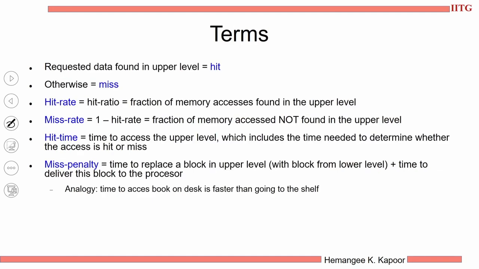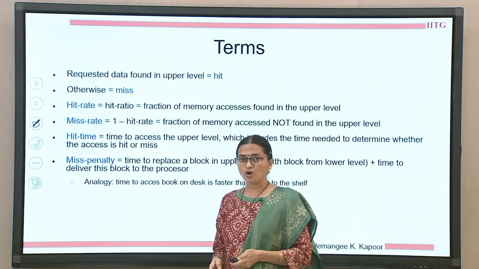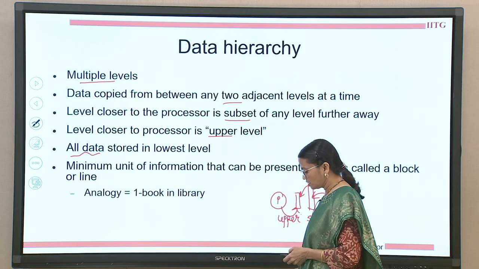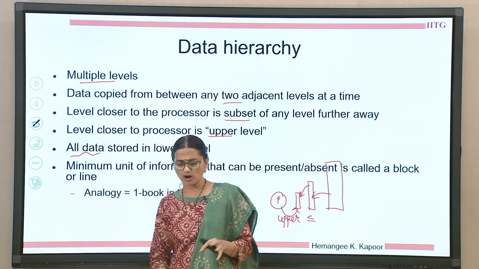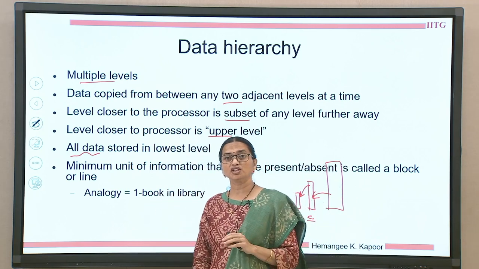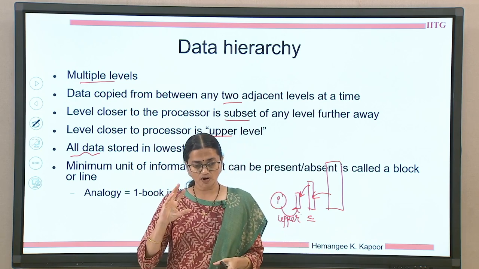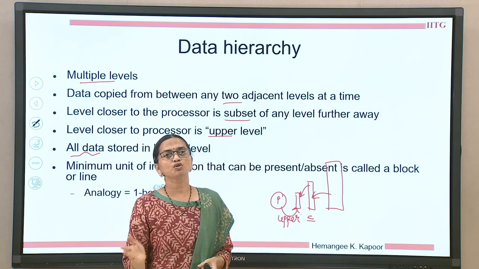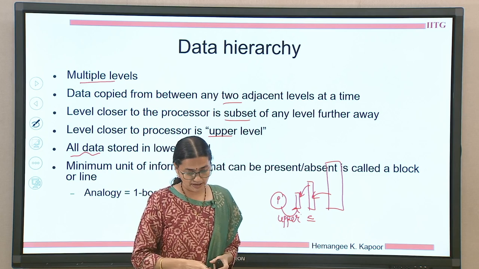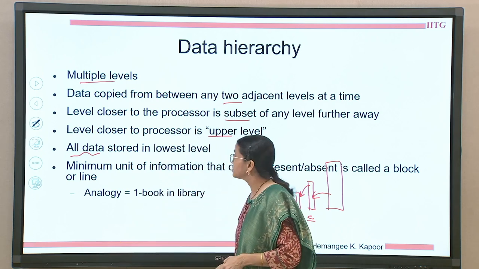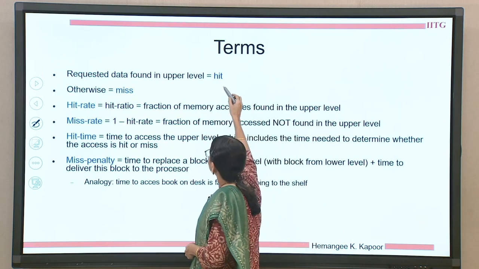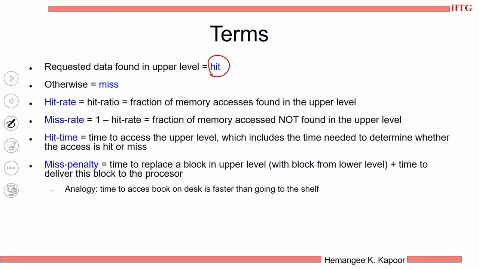Okay, so some terminologies to remember here. Because we have small levels of memory like this, the smallest one is closest to the processor, you may or may not have every piece of information there. So when we go to read or access a data item, we should be sure whether it is present or absent. Hence we need to understand these terms. The first one is called the hit. That is, the requested data found in the upper level? If you find it, it is called a hit. If you don't find it, it is called a miss.